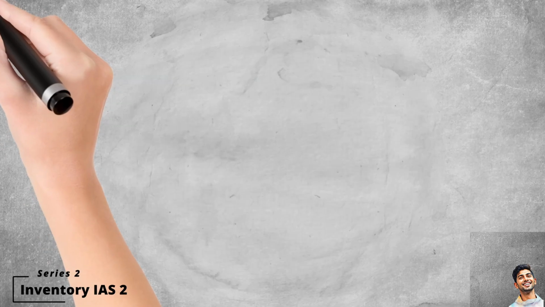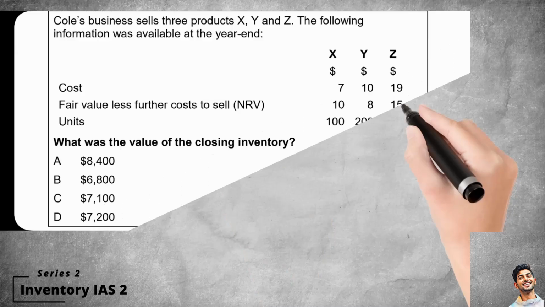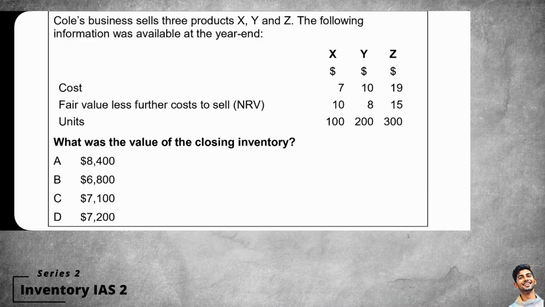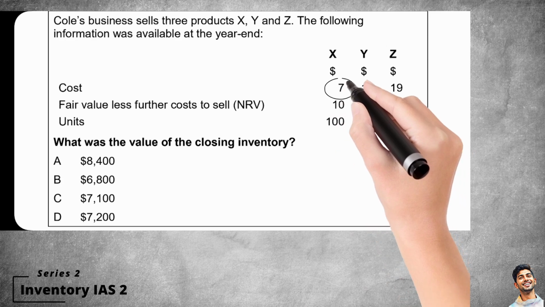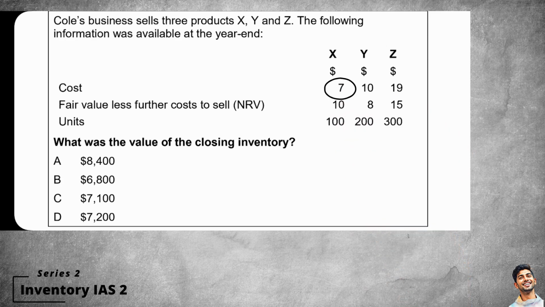Now let's solve an example together. First, I want you to focus on this part on the screen, lower of cost and NRV. I'll highlight that first. The remaining part, I want you to try yourself and comment below. Then I will calculate gross profit and also prepare T-shaped accounts. Here's the question.